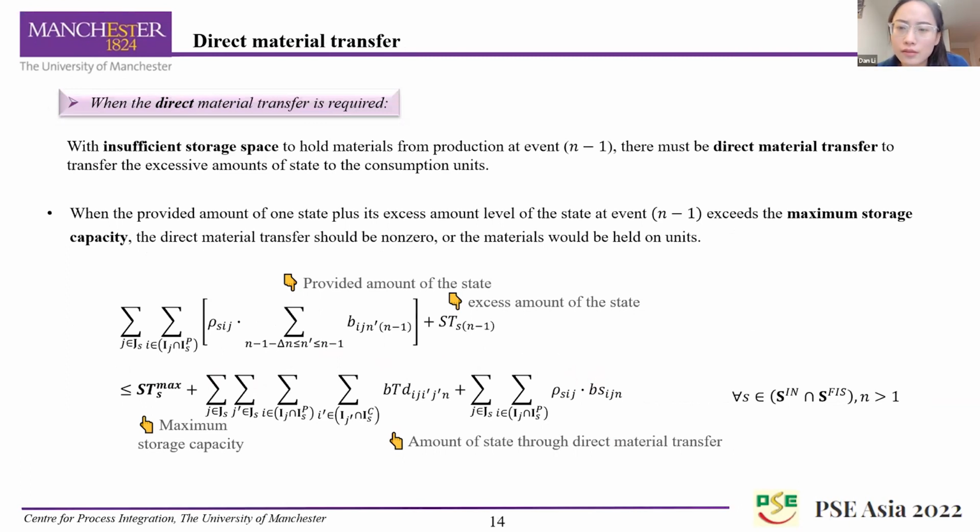Next, the direct material transfer between the related tasks is essential when there is not enough storage space to hold the material after production. As for the constraint in this equation, when the provided amount of one state plus its inventory level at the previous event exceeds the maximum storage capacity, the direct material transfer should be non-zero. All the material would be held in the processing unit.